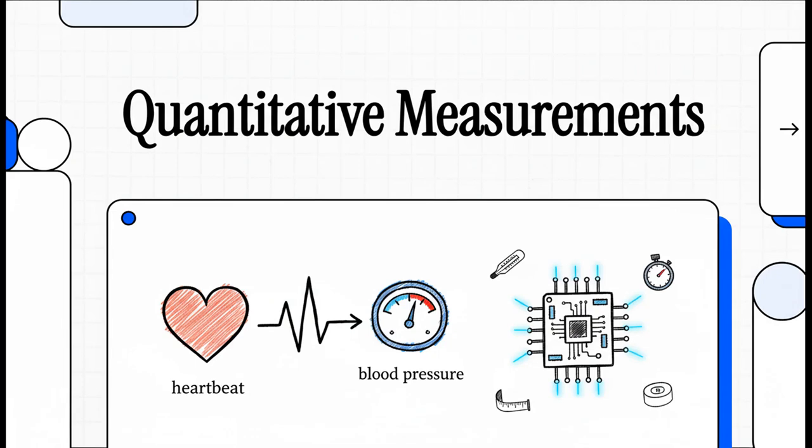All right, let's talk about the vital signs of electronics. Just like a doctor checks your heartbeat and your blood pressure to see how you're doing, a technician uses quantitative measurements to see what's really going on inside a piece of equipment. This is how we find the problems and keep everything running the way it's supposed to.